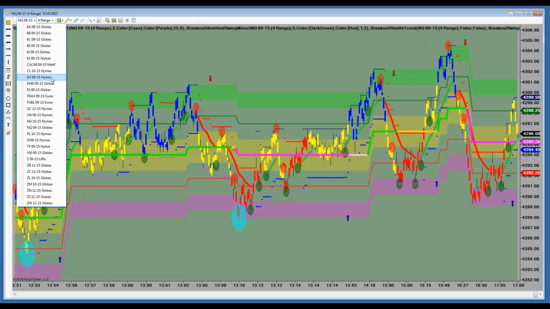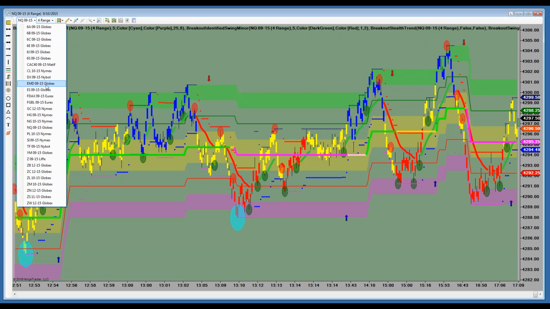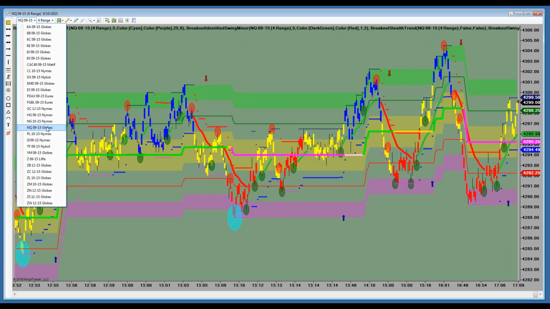Dollar index, I have that up on another screen. EMD, of course, most of you know the E-mini S&P. Now, all these have different tick values. Okay, some of them are $5 a tick. A lot of them are $10 a tick. That means ES, of course, is $12.50 a tick. And it varies per instrument. And YM, for instance, and NASDAQ are $5 a tick.